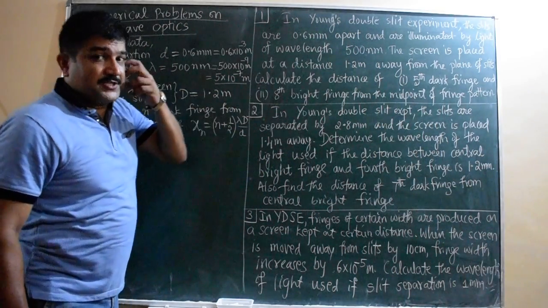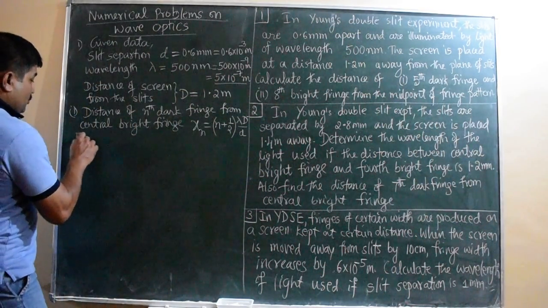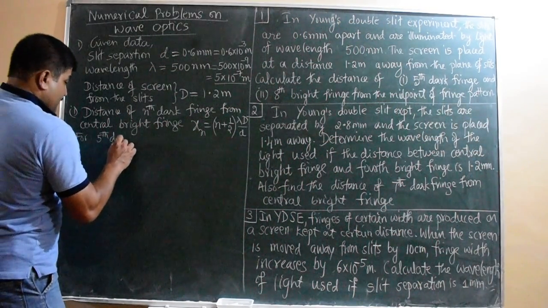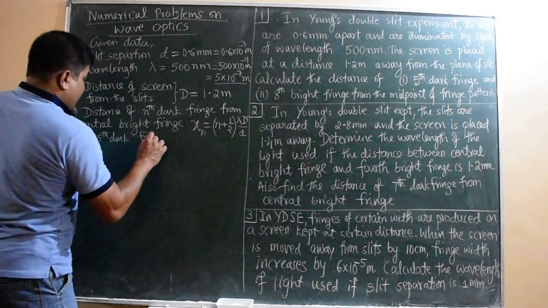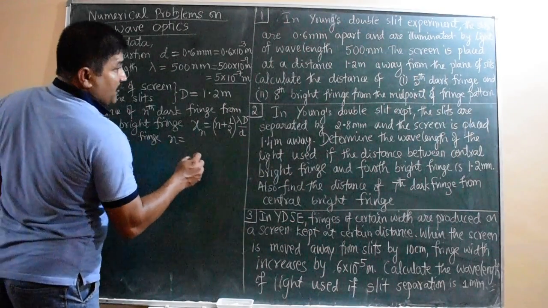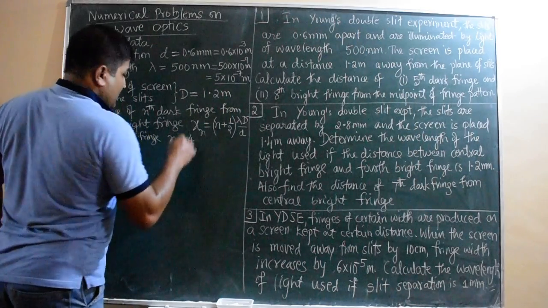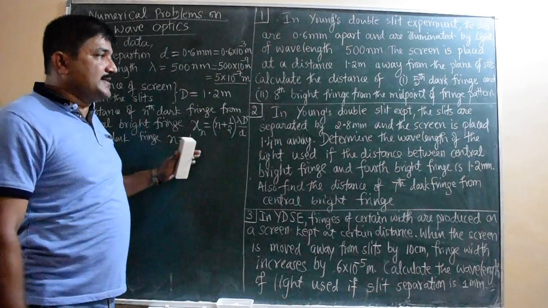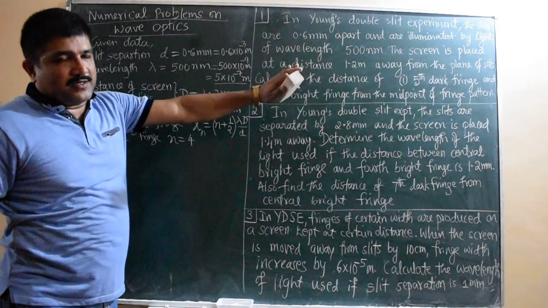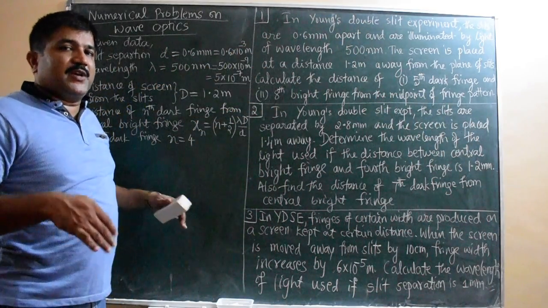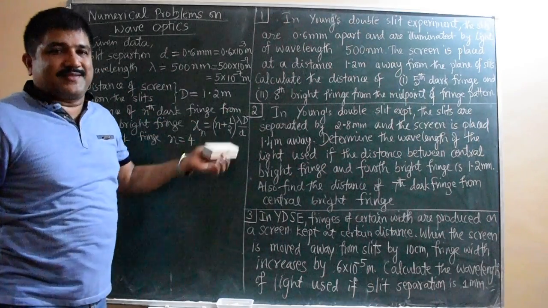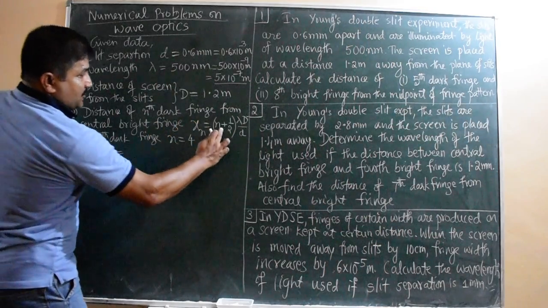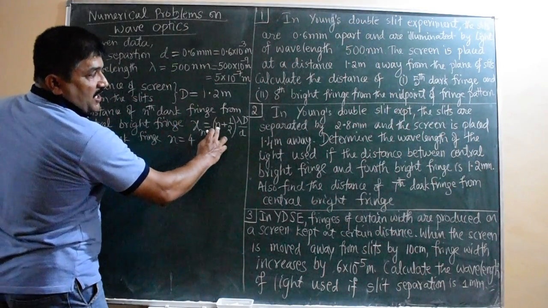The question is the fifth dark fringe. So for the fifth dark fringe, what is important? The n value is 4, one less. For a dark fringe, you have to take the n value one less than the dark fringe they ask for. If it is the 10th dark fringe, you have to take n as 9, one less. So here x5, substituting n value 4 for the fifth dark fringe.